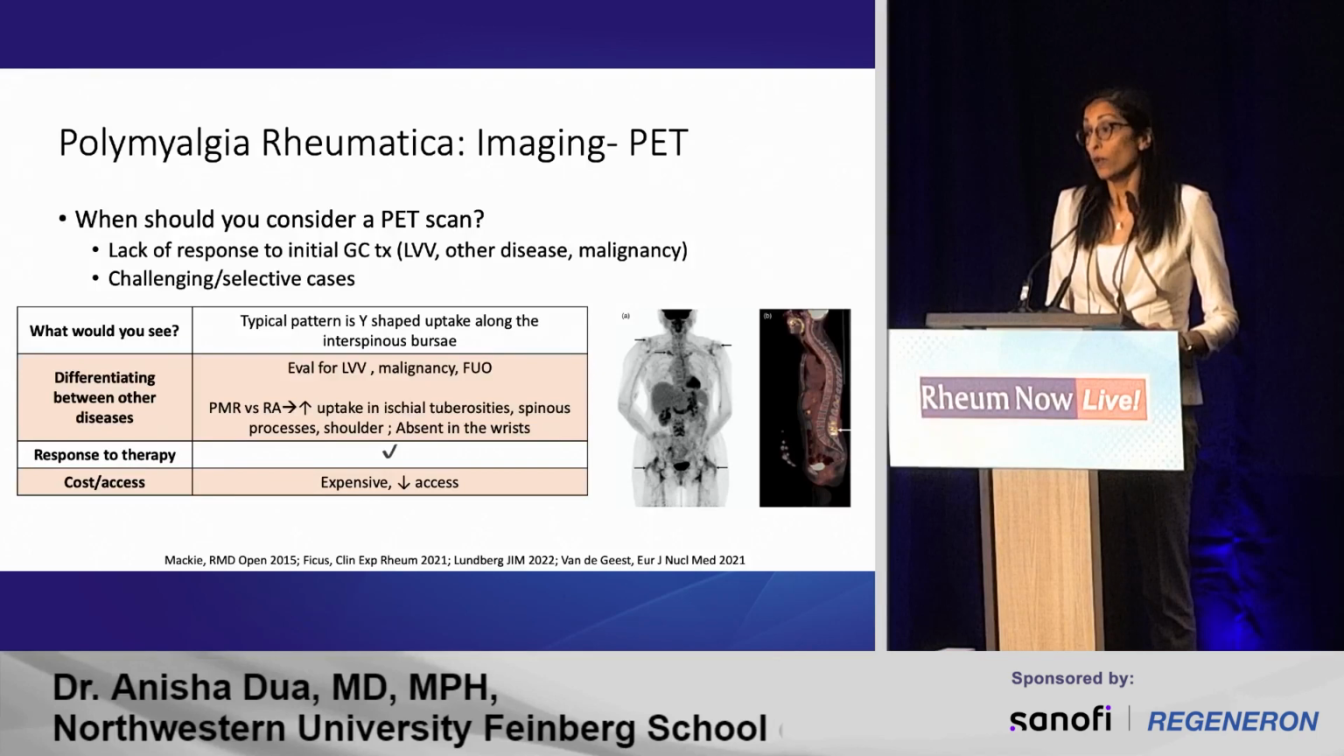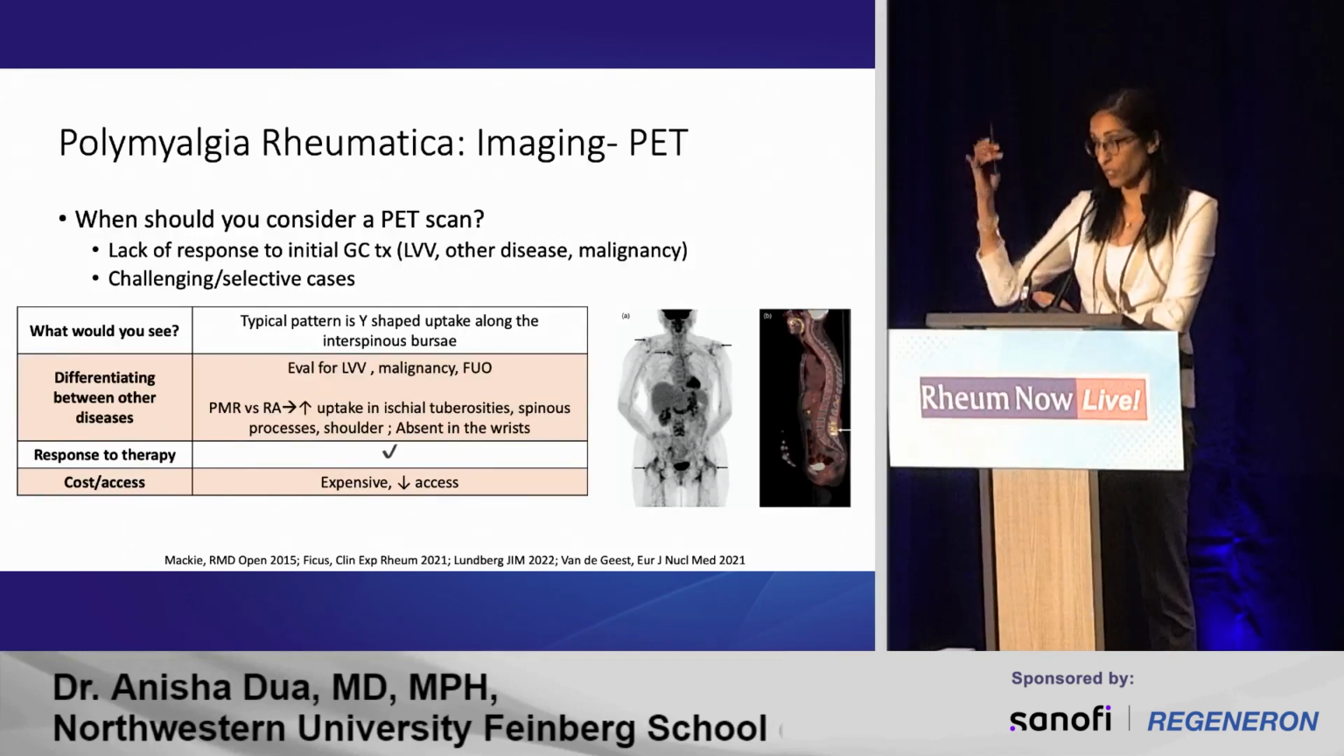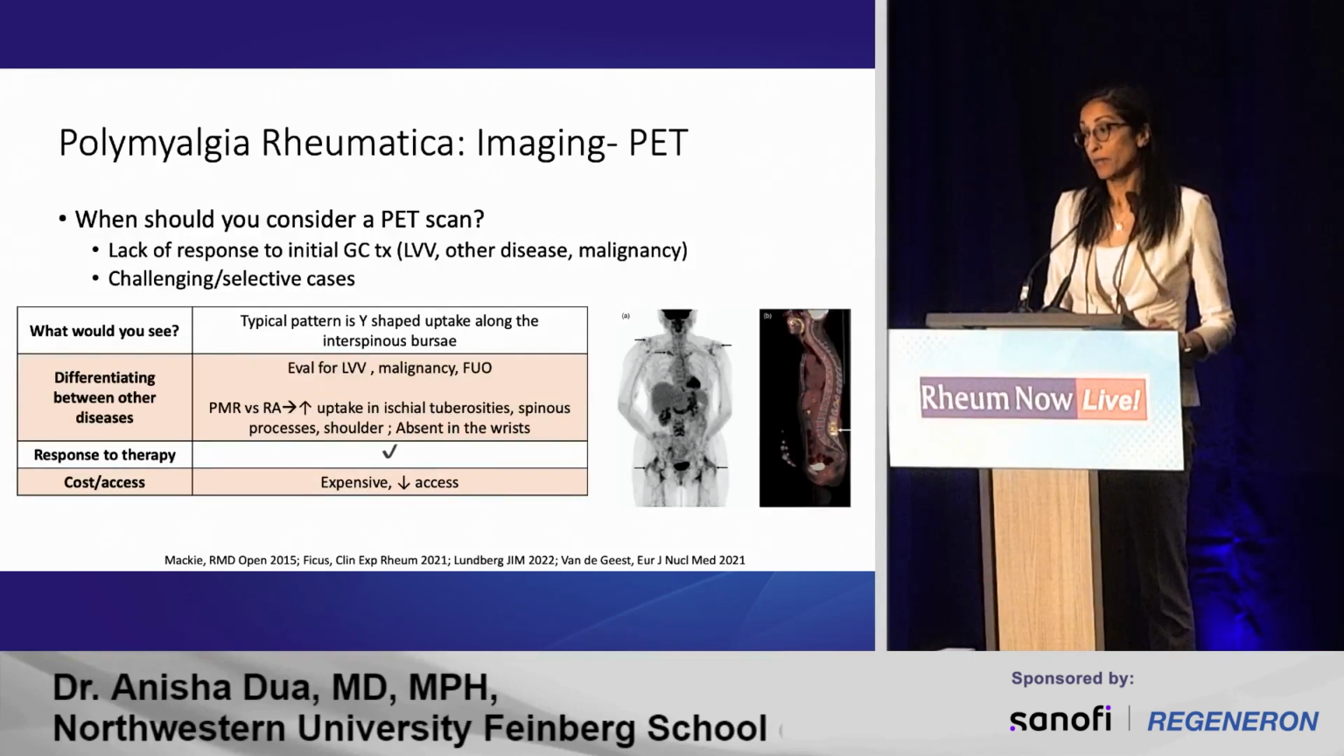PET scan. What would you see on the PET scan? The typical pattern is this Y-shaped uptake, so you get uptake in the shoulder bursa, and then along the spine in the interspinous bursa. So again, it's helpful for looking for large vessel vasculitis, malignancies, and working up fevers of unknown origin that can look similar to polymyalgia rheumatica. Again, it's expensive, access is difficult.